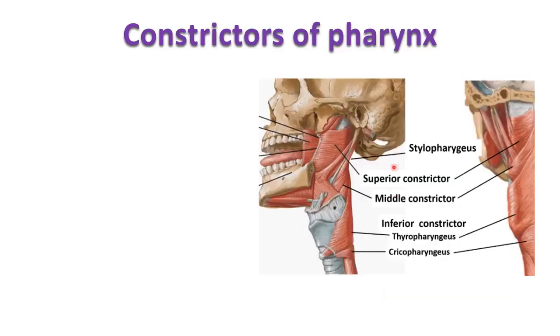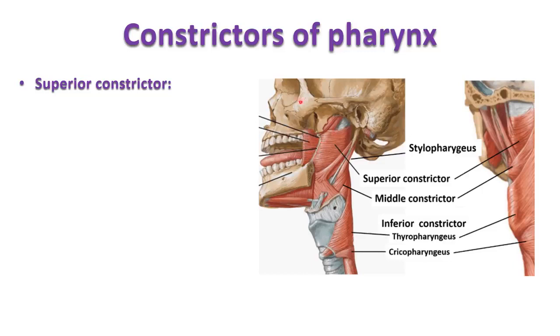Now coming to the superior constrictor. You are able to see a lateral view and a posterior view of one half of the pharynx here. The superior constrictor takes origin from the medial pterygoid plate. This is the lateral pterygoid plate, and more medial to it you will see the medial pterygoid plate, and you have a process called the pterygoid hamulus. Extending from the pterygoid hamulus is the pterygomandibular raphe.